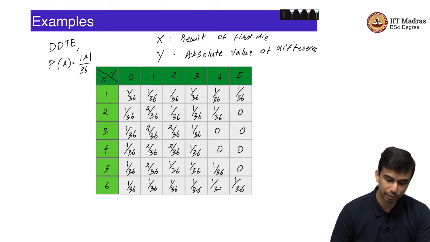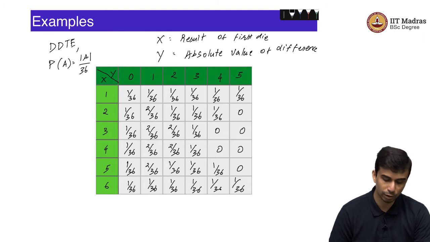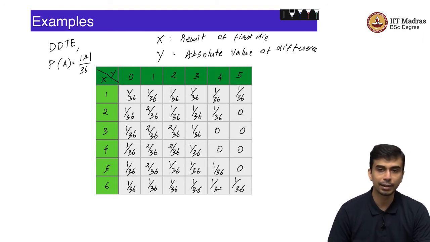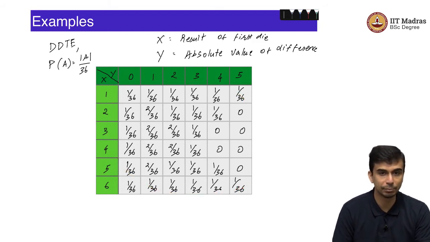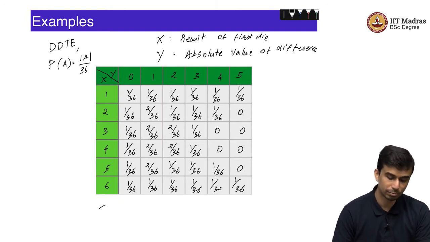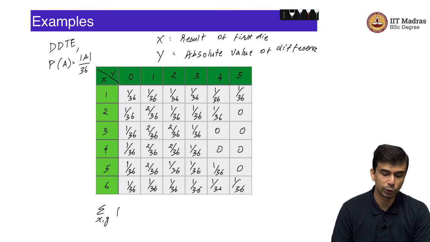Similarly, you can fill in rows 3, 4, 5 and 6, and a key thing to note is that if you add up the entire table, it should exactly correspond to 1. Why is that? For the exact same reason that the probability mass function should sum to 1, the joint probability mass function should also sum to 1.